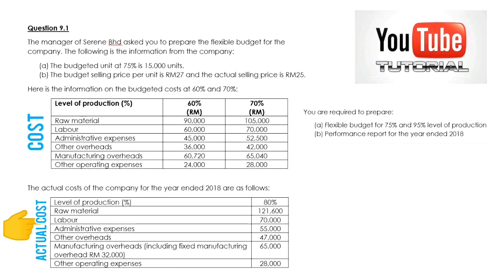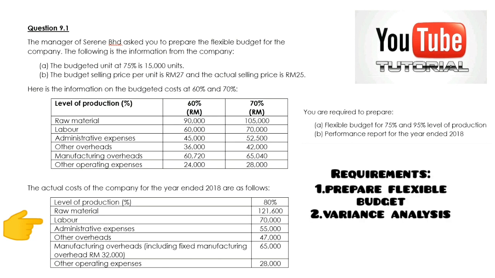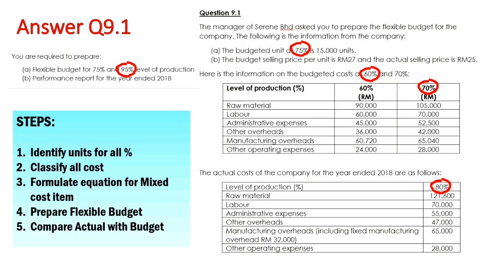The question requires us to prepare a flexible budget for 75% and 95% level of production. And number 2, we are required to prepare a performance report for the year ended 2018. So this is actually the topic of flexible budget. Let's look at how to attempt the question.